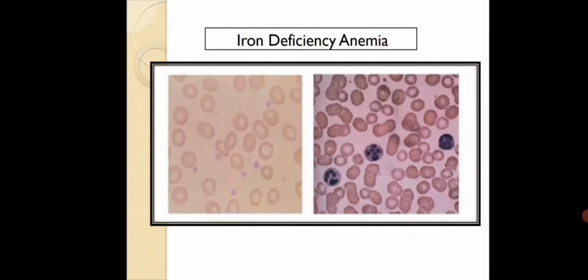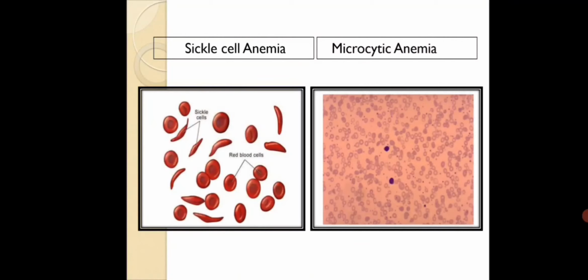Next is iron deficiency anemia. In this iron deficiency anemia, you can see the slide of how the anemia appears in iron deficiency. Next, we can see the different shapes in sickle cell anemia. In sickle cells, we can see the normal RBCs with a round shape, and then we can see the different shapes in sickle cell anemia. Then next is microcytic anemia. In microcytic anemia, you can see the small structure of the red blood cells.